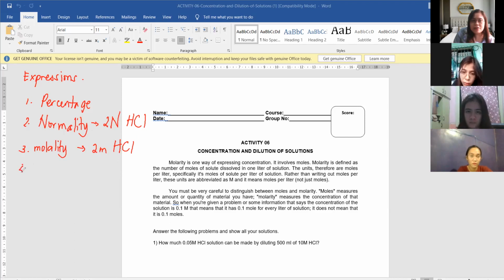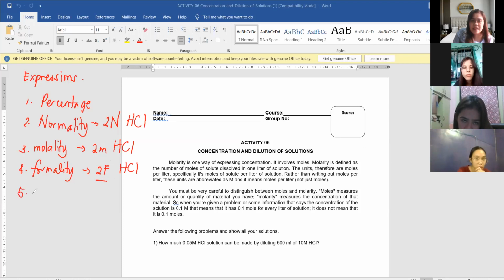And then we also have the so-called formality. But formality nowadays is actually obsolete. We don't use this anymore. But dati, ginagamit siya to express concentration of the solution. So pag sinabing 2F HCl, yan yung magiging concentration niya.